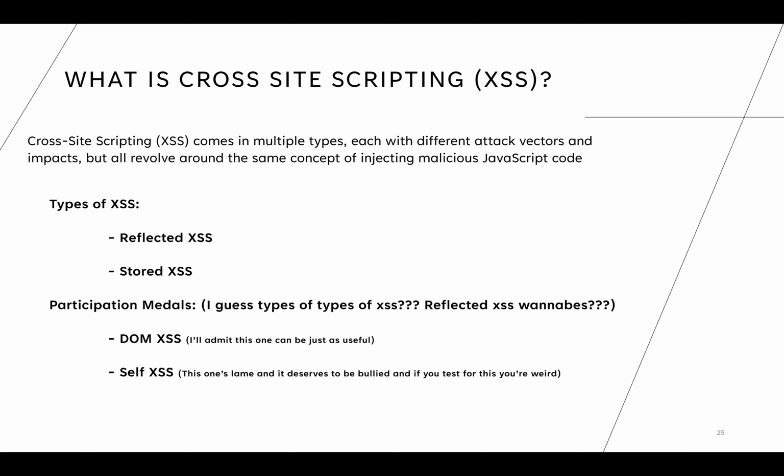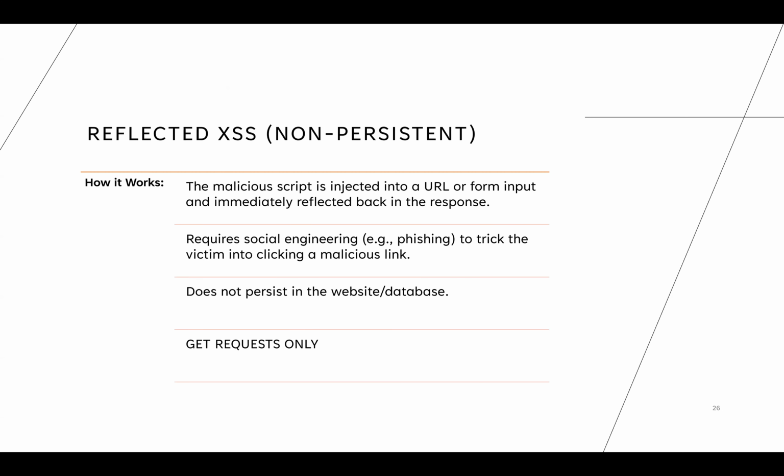And a lot of the time this can help with stealing sessions and phishing mainly. Those are the two main uses. But the main types of XSS are reflected and stored XSS. And there's also DOM XSS and self XSS. There are other kinds, blind XSS, I guess, but these are the main types of XSS that you will see.